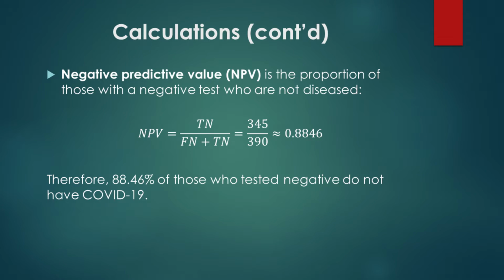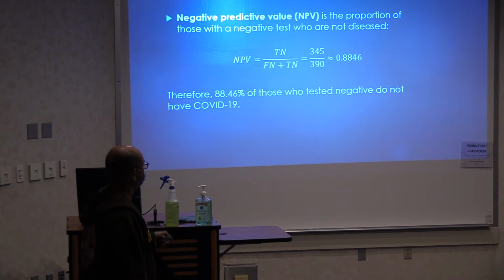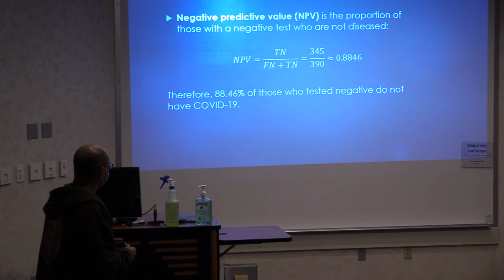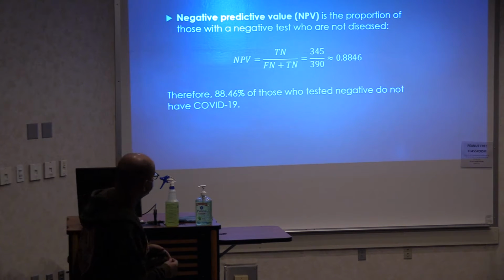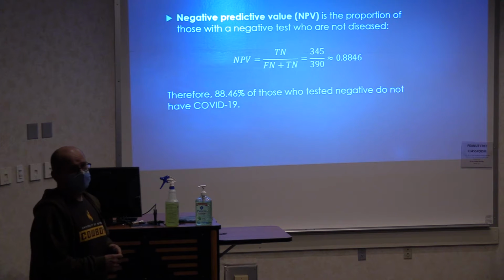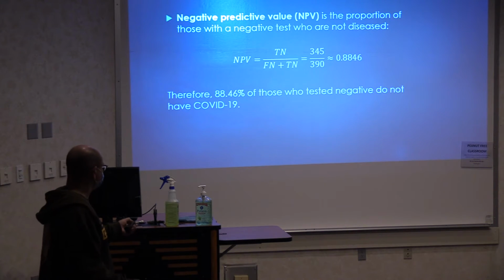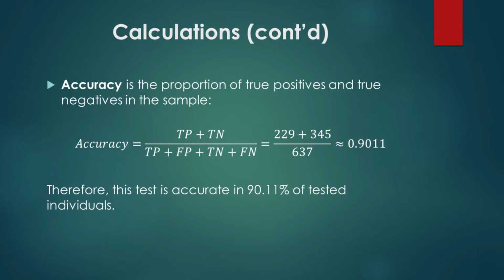Negative predictive value, or NPV, is the proportion of those with a negative test who are not diseased. So non-diseased. Okay, so we have false negatives and true negatives in the denominator, and then who actually tested negative? 88.46, that's not bad. That means that 88.46% of those who tested negative do not have COVID-19. It's pretty good. That's a decent result as well.